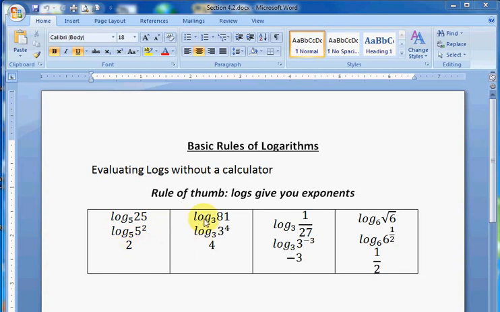Our next example, same concept, log base 3 of 81. 81 is just 3 to the 4th power. So again, log base 3 of 3 to the 4th is 4.